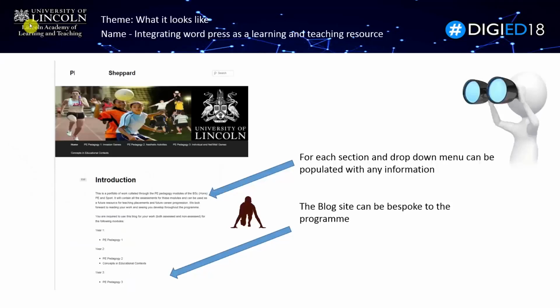So we looked at the modules we wanted to create, and we created everything using the module handbook. So for each of the drop-down menus, you can see that we could bespoke exactly what we wanted to say. There's some information about the course itself, and there's information about each of the course contents as well.